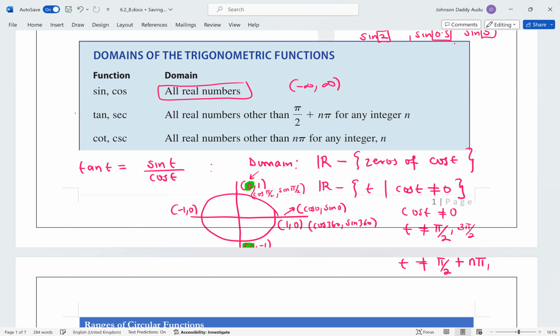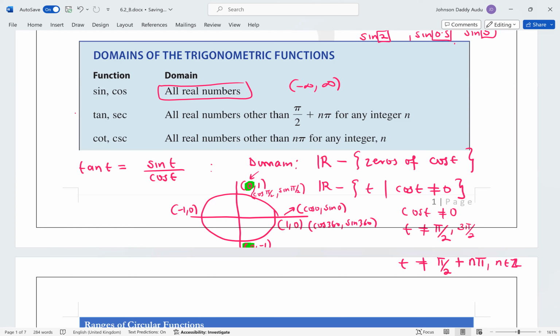And this n must be what? Any integer. So for example, if you take n to be 1, what do you get? You get 3 pi over 2. But we know that t cannot be 3 pi over 2 because cosine 3 pi over 2 is 0. If you take n to be 2, you will see you get 5 pi over 2. Cosine 5 pi over 2 is still 0.